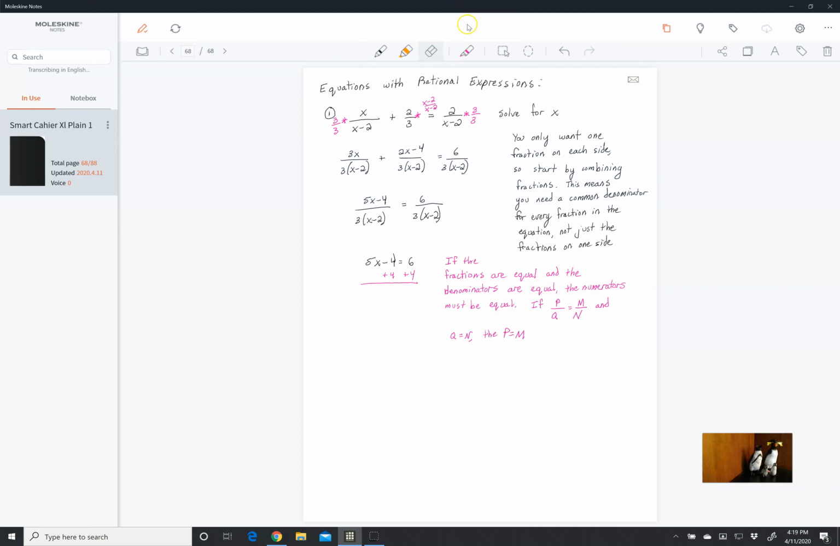Okay, this gives us 5x is equal to 10. We can divide both sides by 5, and we get that x equals 2.